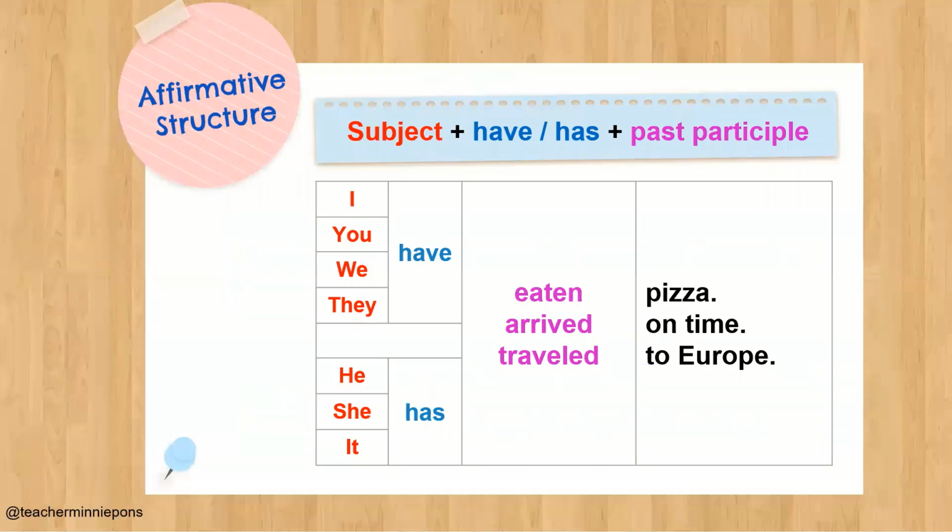The structure of the present perfect is as follows. In the affirmative, we use subject plus have or has plus past participle. For example, I have eaten pizza. We have arrived on time. He has traveled to Europe.